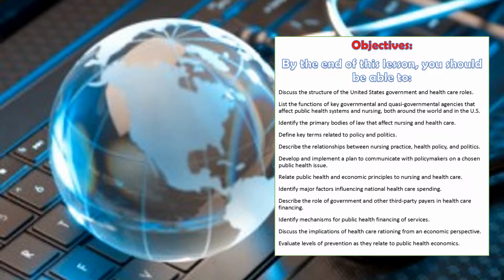You should be able to identify primary bodies of law that affect nursing and healthcare, especially in the community, and you should understand what policy and politics are. You should be able to understand the relationship between health policy and politics in nursing practice. You should know how to develop and implement a plan to communicate with policymakers on a chosen public health issue. You should be able to relate public health and economic principles to nursing and healthcare.